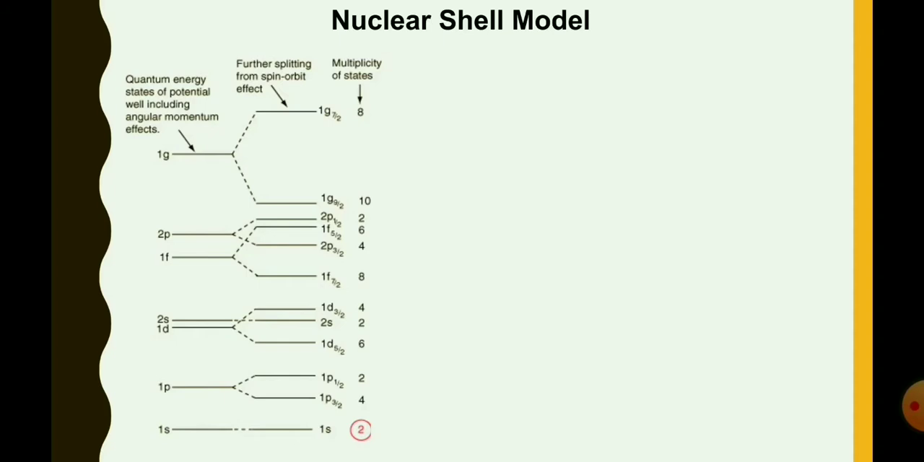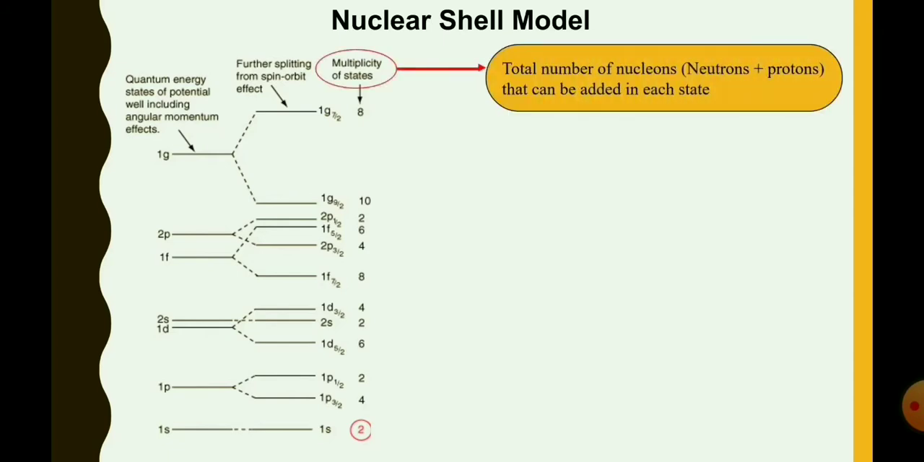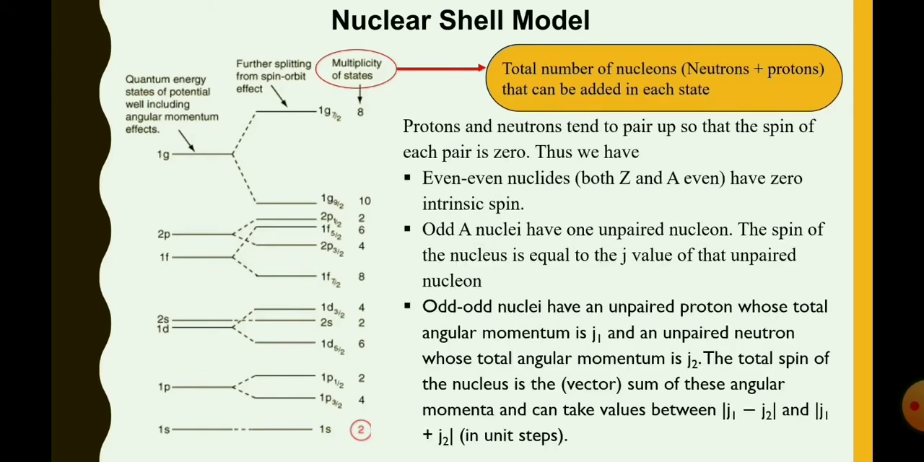This is the nuclear shell model, where there are different quantum energy states which split due to spin orbit effect. Just like electrons, nucleons, that is the total number of neutrons and protons, fill these states according to the multiplicity of each state. So protons and neutrons tend to pair up, so that the spin of each pair is 0. So we have three cases.